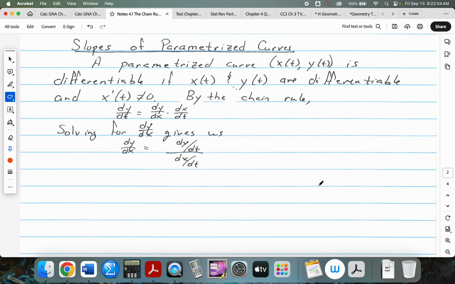By the chain rule, if I want to find dy dt, that's going to be dy dx times dx dt. Well, that means then that dy dx is dy dt divided by dx dt. Which, when you think about it, makes sense. That's the change in y with respect to t divided by the change in x with respect to t gives you the change in y with respect to x.